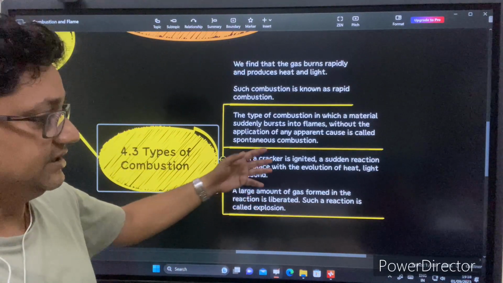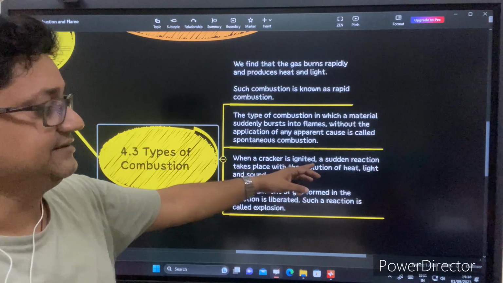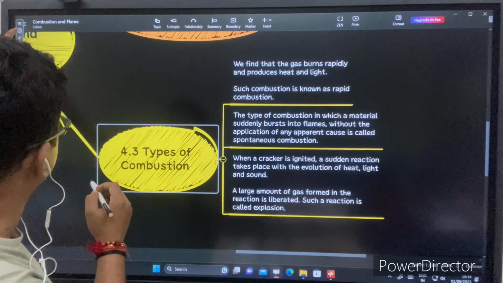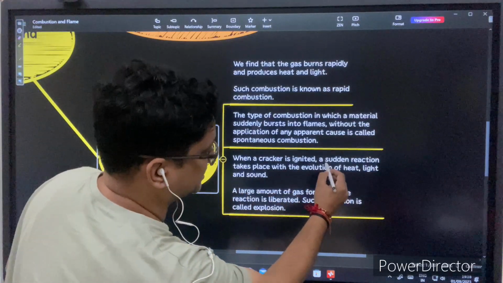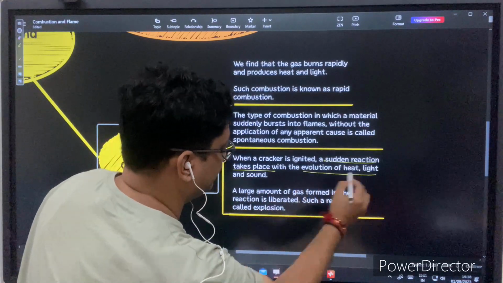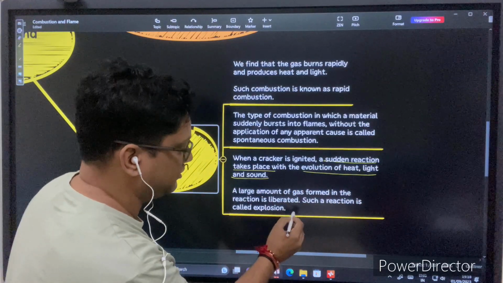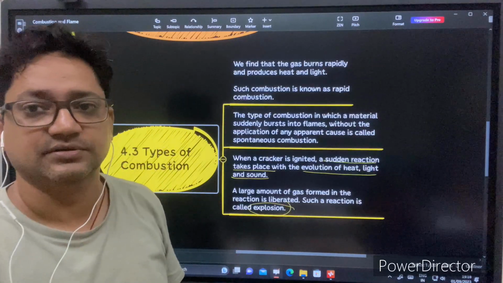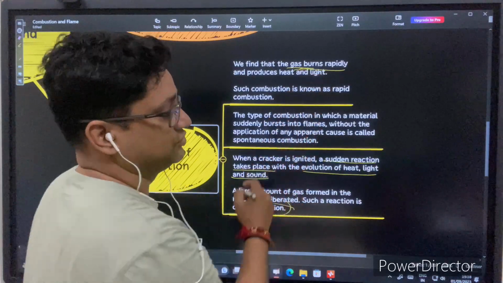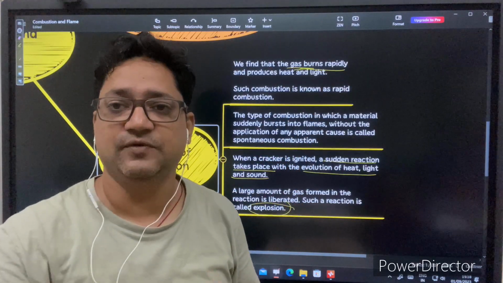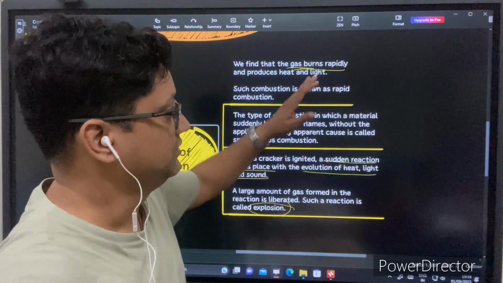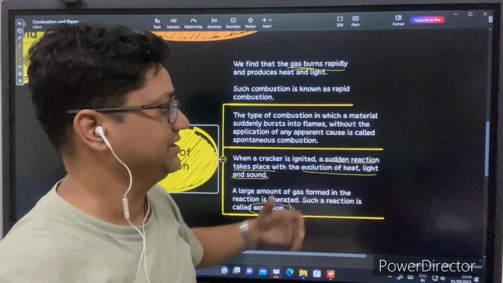The third type of combustion is when a cracker is ignited and a sudden reaction takes place. I'm just trying to underline those areas which you have to pay the most attention to. Sudden reaction takes place with the evolution of heat, light and sound, and this kind of combustion is called explosion. So once again, rapid combustion burns rapidly, the fuel either being in a gaseous form or having the tendency to get vaporized or converted into the gaseous form.